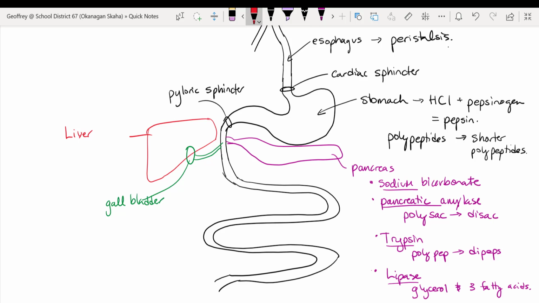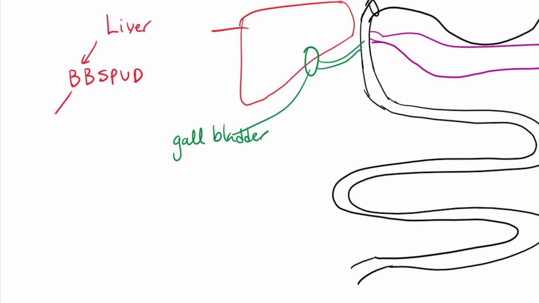Now, going over to the liver. It has many different functions, but the main one for digestion is the fact that it produces bile. Now, I've got a little acronym here called BB-SPUD. And so the first function here is bile. And then we have blood cell breakdown, so it breaks down red blood cells and recycles them. It also regulates sugar, and we're going to be looking into that.